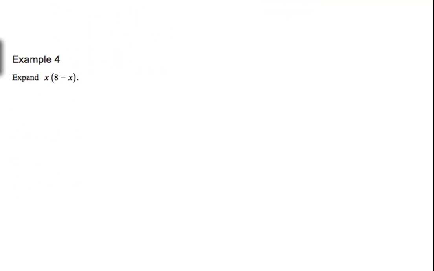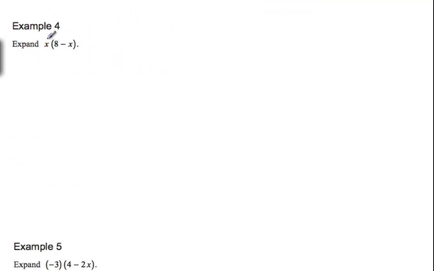Okay, let's do another one. Here we have x times 8 and then x times negative x. So we'll write it out. X times 8, okay, plus x times negative x. So let's look at these. 8 times x, or x times 8, that's 8x. X times negative x. X times x is x squared. So x times negative x is negative x squared. Okay, so we can expand this out to get this, and this equals this.